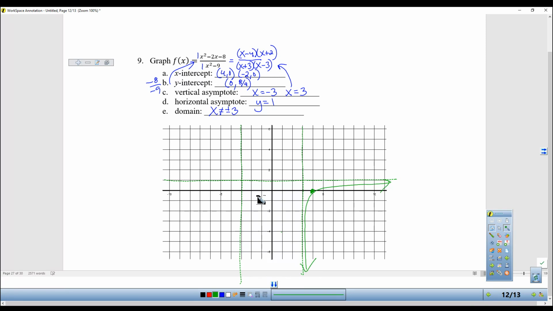I know (negative 2, 0). All right. I can't draw the whole branch. Don't know yet if it goes up, or it might do this, or it might do this, right? So you're not sure yet. That's not enough to tell.